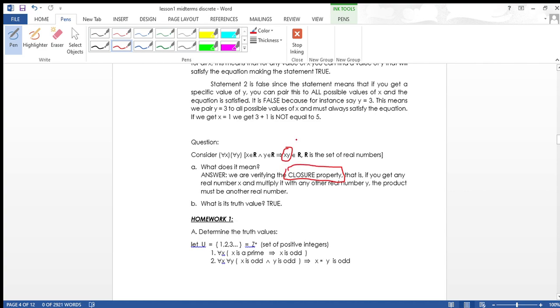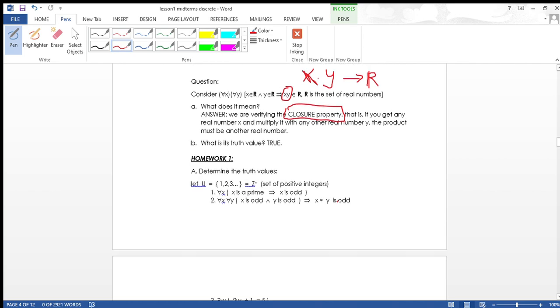So what is it saying there? If you get a real number x, multiply it by another real number y, the result must be a real number. And that will be true. That will be true. Because if you get a real number multiplied by a real number, the result will always be a real number. Okay?